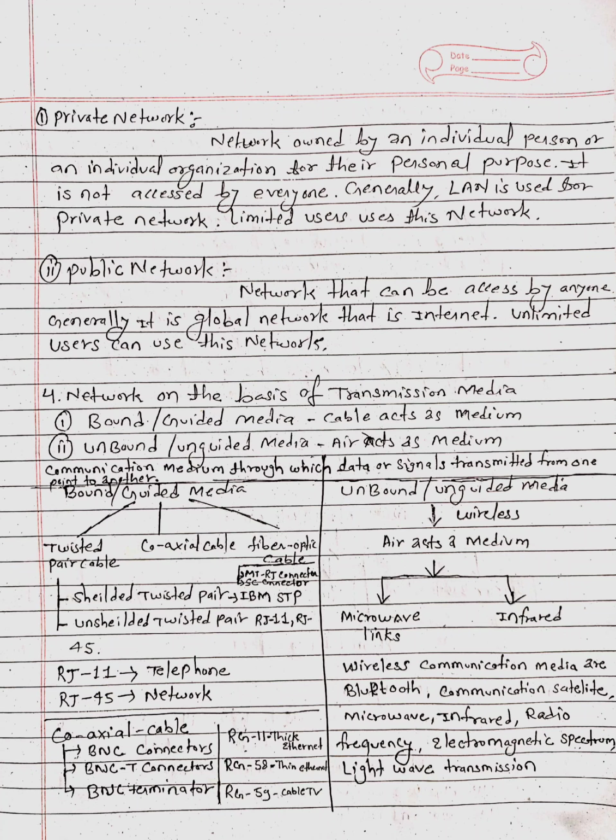Wireless communications. Wireless means unbound or unguided media, where air acts as a medium. Wireless communication media are Bluetooth communication, satellite, microwave, infrared, radio frequency, electromagnetic spectrum, and light wave transmissions. These are the examples of unbound and unguided media.